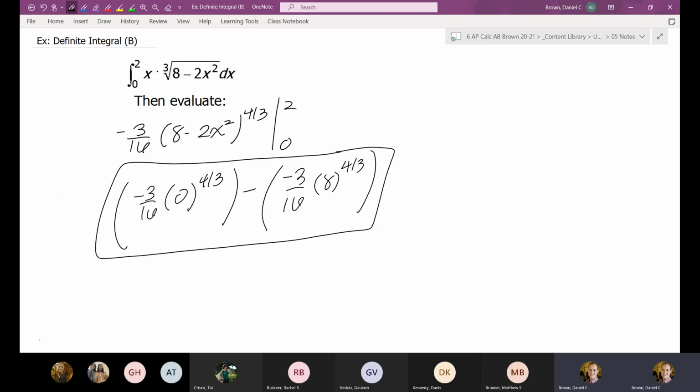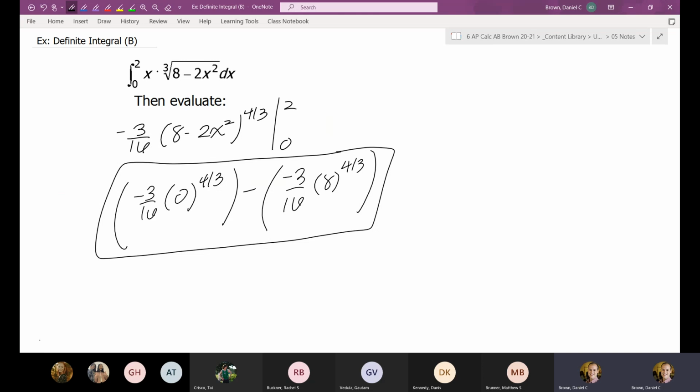You wouldn't lose points if you did, because yes, we plugged 0 into our x values, and everything is in terms of x. That's just one thing to be careful with. More of a notation thing than anything else, but that is how we're going to evaluate definite integrals. That's going to be one way we evaluate definite integrals with u sub.